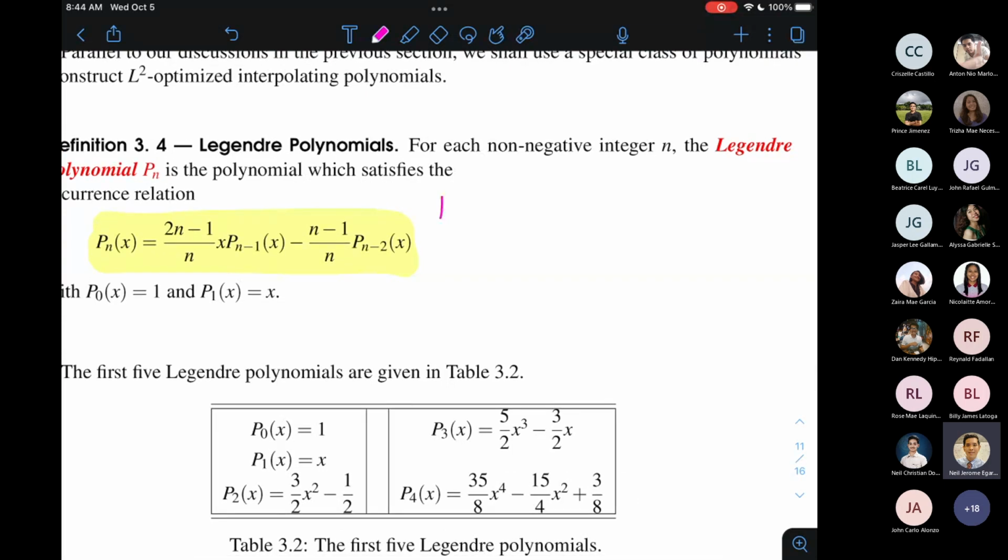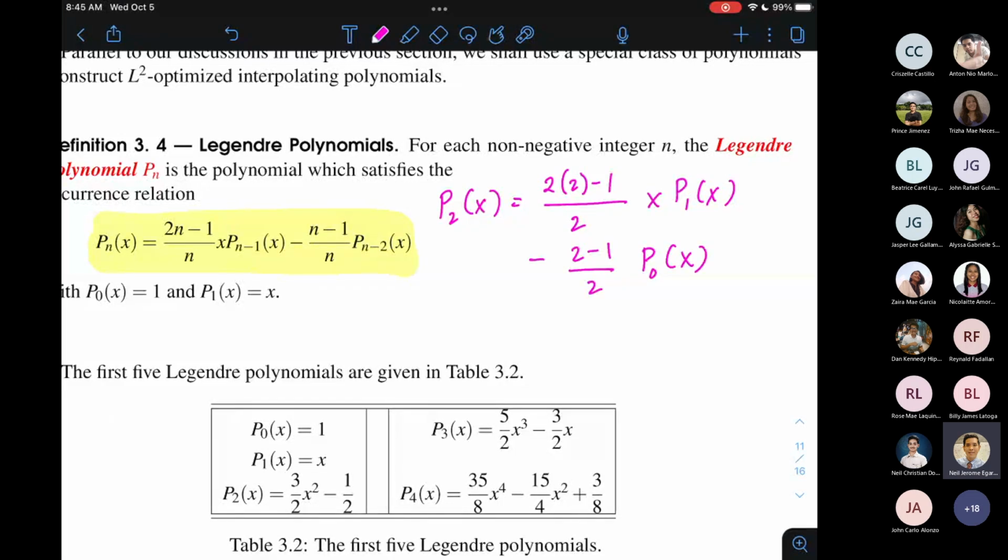So when n is equal to 2, we will get the degree 2 Legendre polynomial P sub 2. And this is basically (2 times 2 minus 1) over 2 times x times the previous Legendre polynomial, minus (2 minus 1) over 2 times the Legendre polynomial 2 steps back.